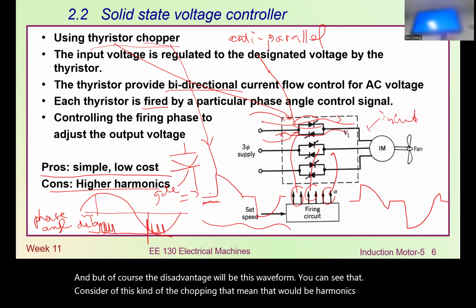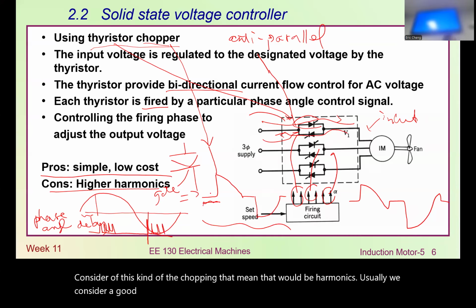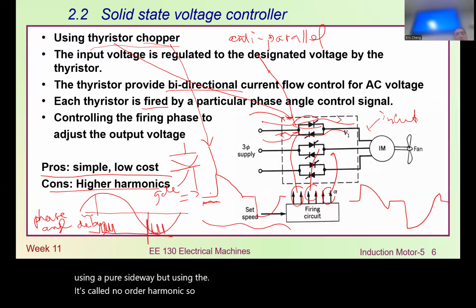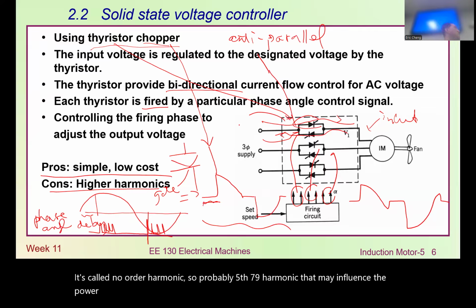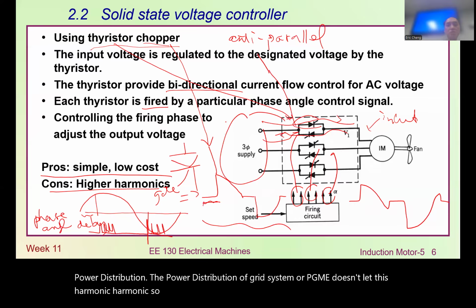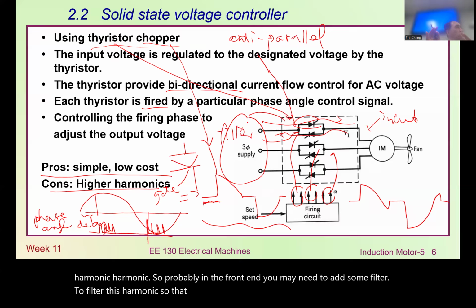Usually we consider a good sine wave to have fewer harmonics. But when we construct a sine wave not from a pure sine wave but using chopping in here, we get the so-called low order harmonics. So probably you get the 5th, 7th, 9th harmonics that may influence the power distribution. The grid system, or PG&E, doesn't like this harmonic. So probably in the front end you may need some filter to filter this harmonic so that this voltage will not influence your PG&E.